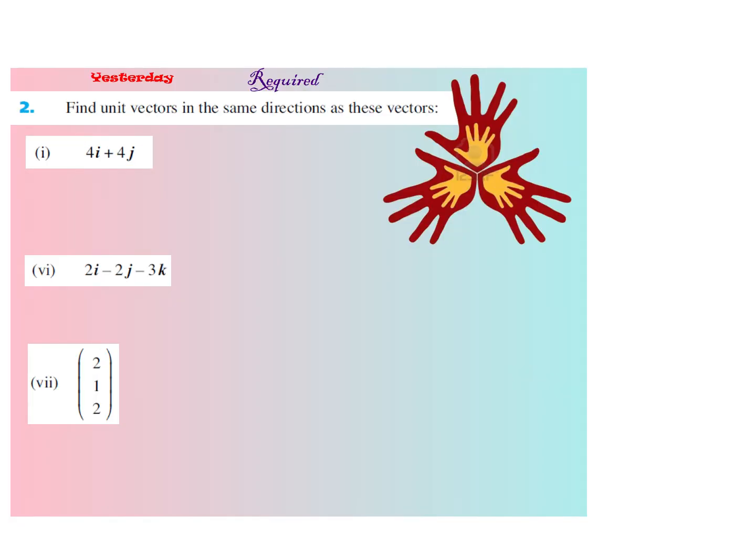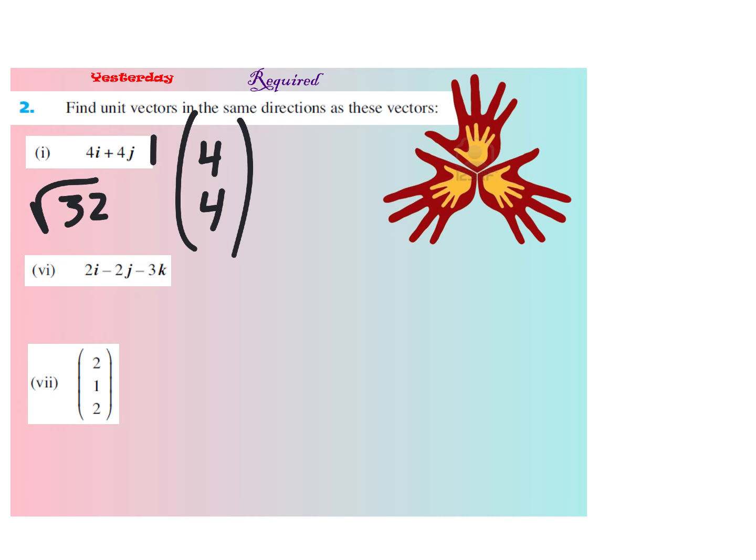Unit vectors in the same direction. Well, first, a reminder of how to find a unit vector. If this is 4, 4, then I've got to figure out its length. Its magnitude is the square root of 4 squared is 16, 4 squared is 16, 16 and 16 makes 32. Do you agree that the magnitude is root 32? A unit vector is found then by going 1 over root 32. There's my unit vector.